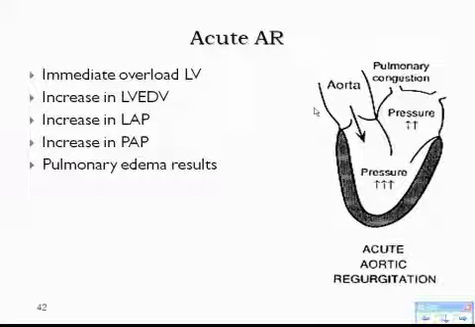A lot of times when these people present, you think that the person's got ischemia, and you think that you're dealing with a mitral valve incompetence, but when you actually listen to the heart, you'll hear a continuous murmur during systole, which is the mitral regurg murmur.